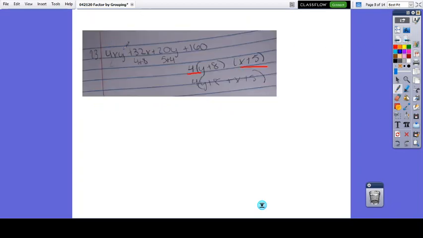23, we have 4xy plus 32x plus 20y plus 160. And it looks like we're looking at 32 and saying, okay, that's 4 and 8. 4 times 8, 20 is 5 times 4. So just to get some ideas down here. But a few things went wrong here.